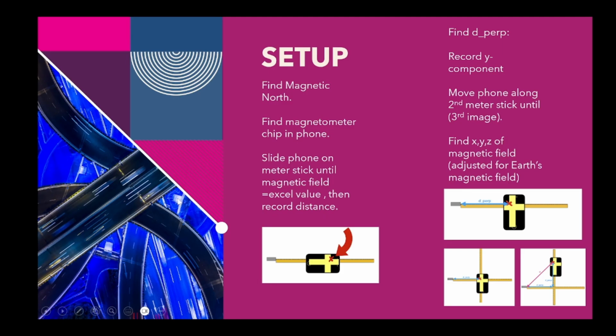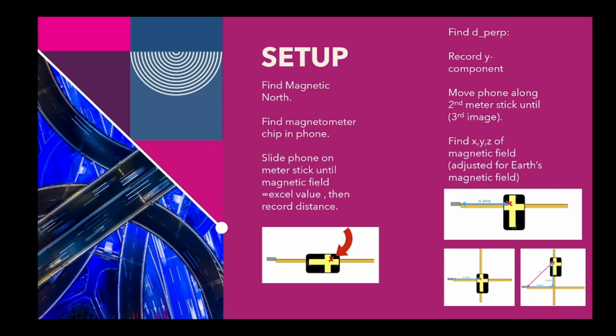So the setup. We do two different things. We need the on-horizontal and then the perpendicular. For the on-horizontal, we find magnetic north using our phone, and then we find the magnetometer chip on the phone, and then we slide the phone along the meter stick until the magnetic field equals the X value, and then you record the distance.